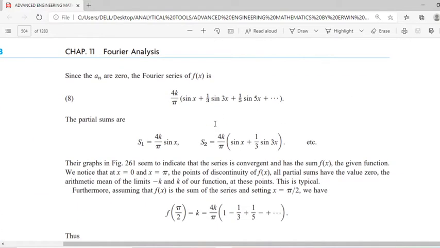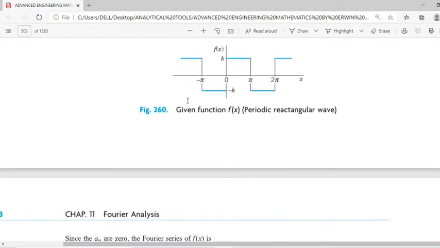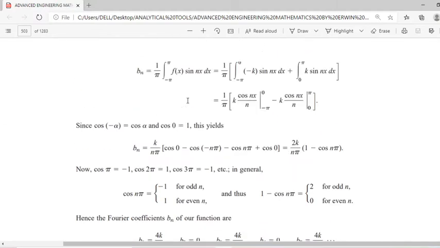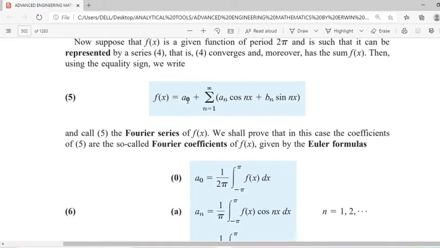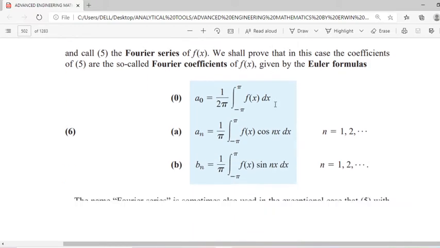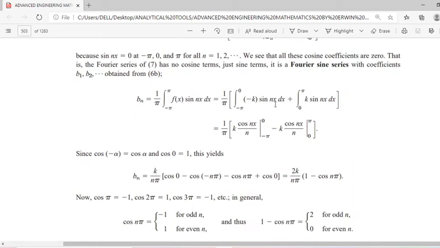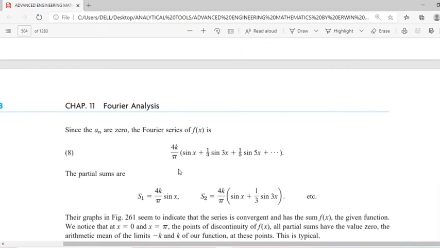So this is the series expression. This is a Fourier series after substituting the a0 and bn values. a0 will be 0 and an are 0, then bn are given. So you will have only sine terms. Here you can see there are only sine terms.